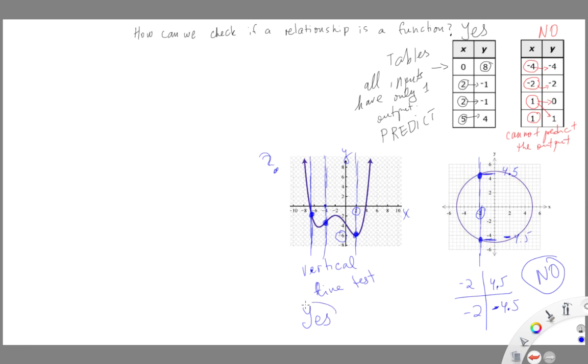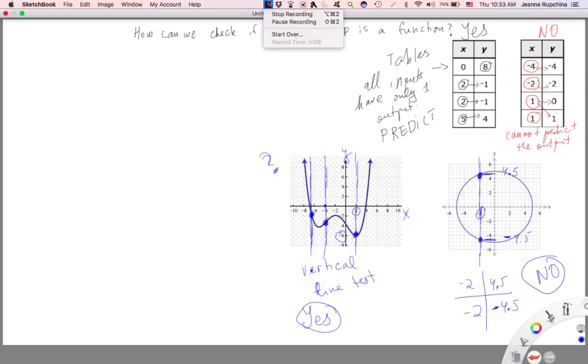So for tables, we need to just look if we have the same input pointing to two different outputs. This will give us no functions. And for graphs, we have to draw vertical lines and see how many times they intersect the graph.